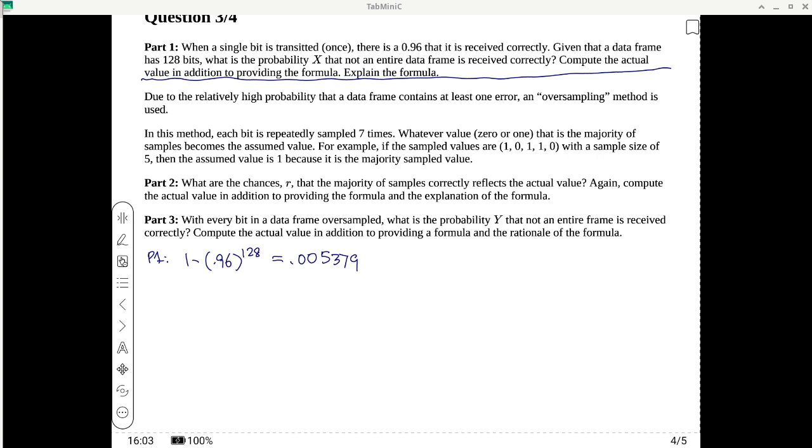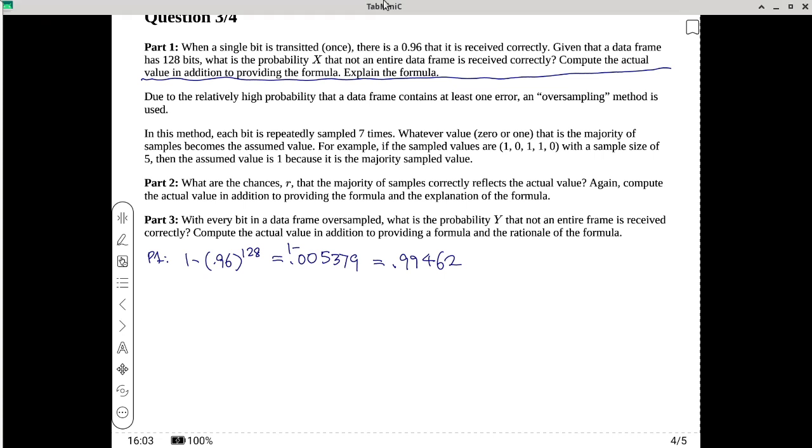Yes, it's 1 minus that number. Oh, right, yep. Sorry, I forgot about that. All right, so let's do the negation, 1 minus. So it's 0.99462 in this case. So 99.462% is the chance that the packet does not get transmitted correctly.